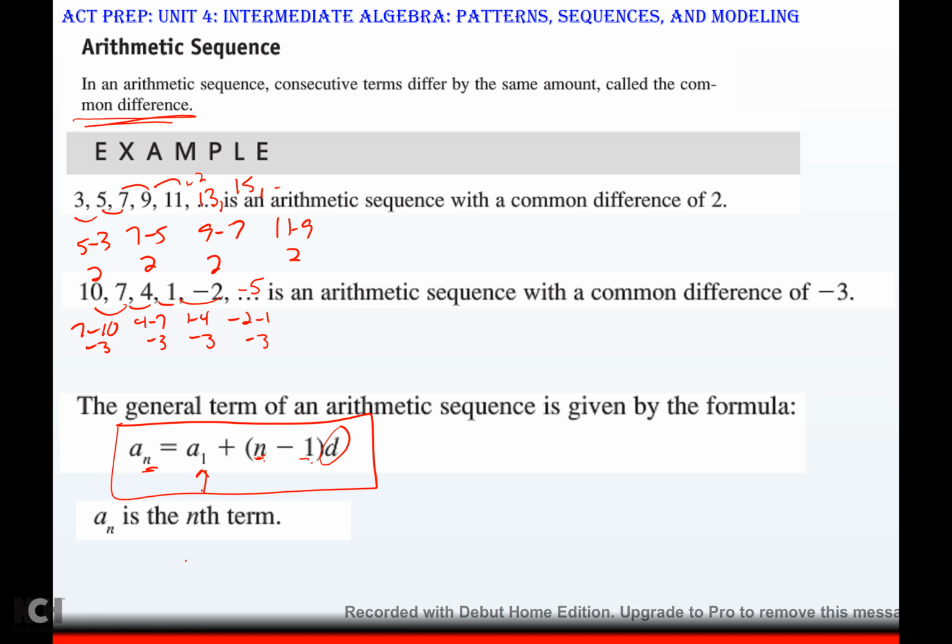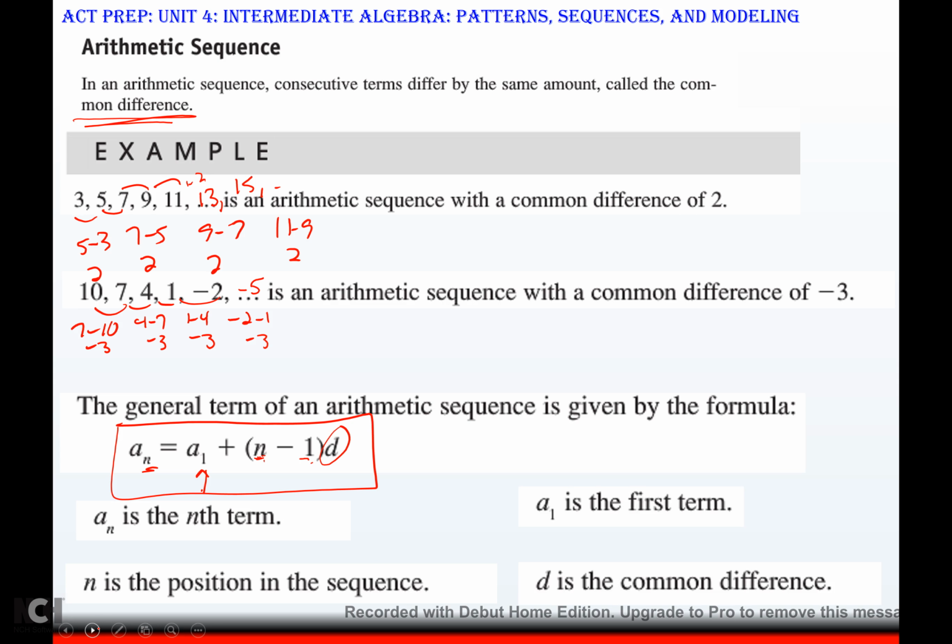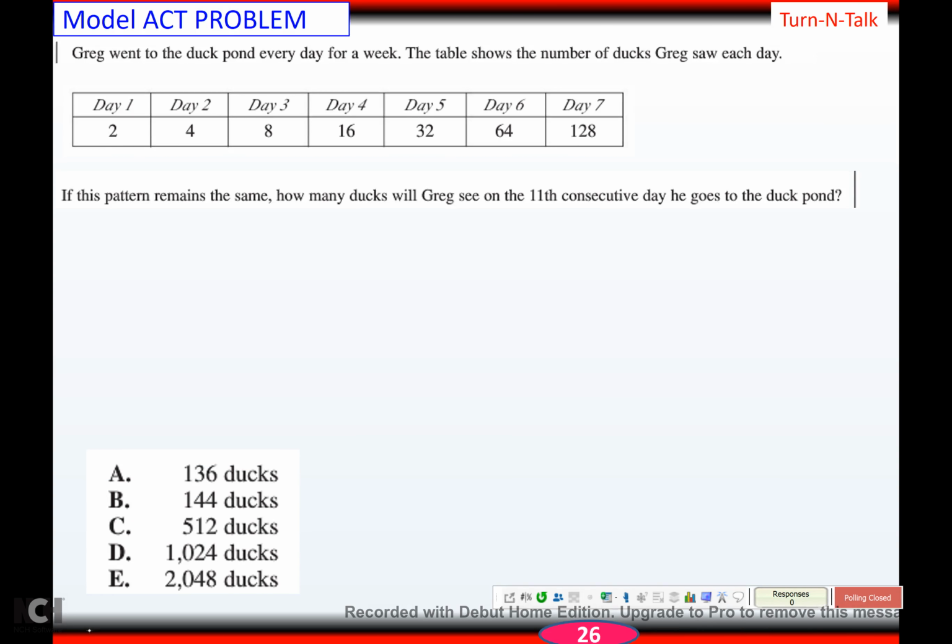And yeah, a sub n is the nth term. A sub 1 is the first term. N is the position in the sequence. And D is the common difference. All right.